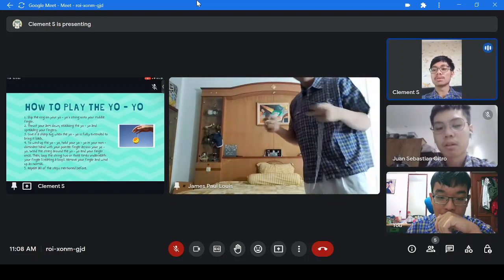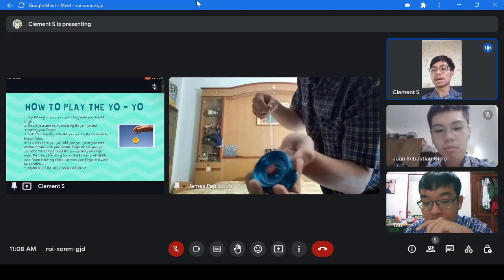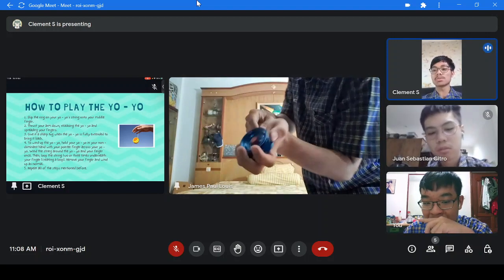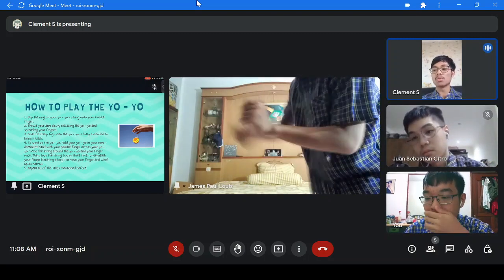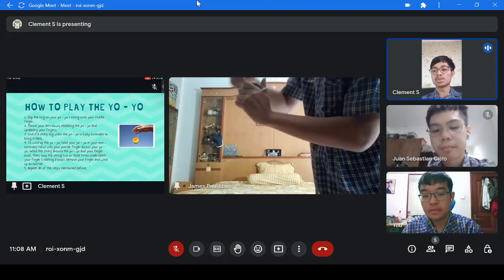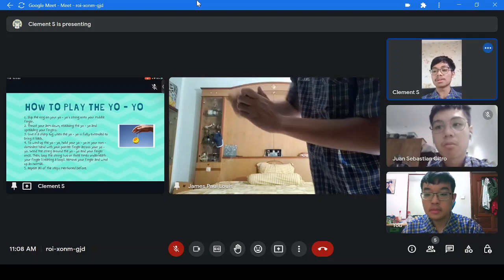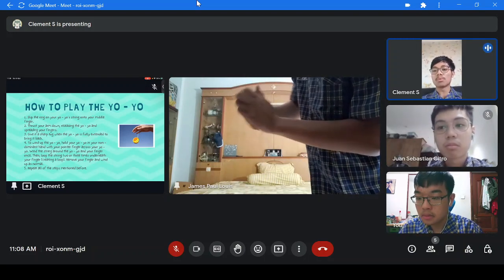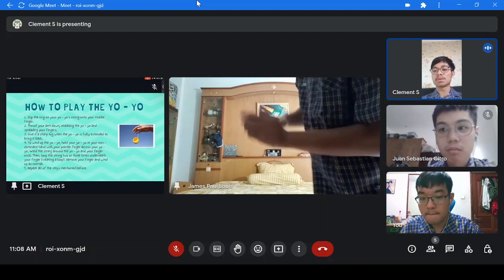To wind up the yo-yo, hold your yo-yo in your non-dominant hand with your pointer finger across your yo-yo. Wind the string around the yo-yo and your finger once. Then, loop the string 2 or 3 times underneath your finger, creating a loop. Remove your finger and wind up as normal. Repeat all the steps mentioned before.